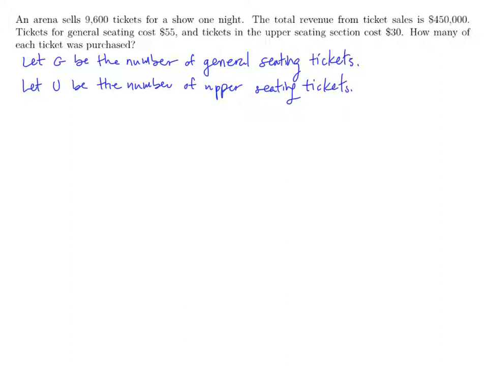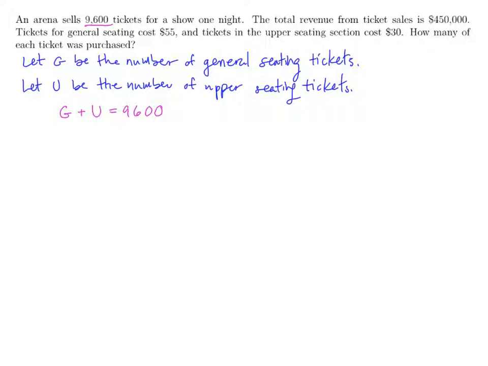Our first equation, as we look at the information given, will be for the total number of tickets sold. And so we see that there are 9,600 tickets sold. So G, the number of general seating tickets, plus U, the number of upper seating tickets, needs to equal 9,600.